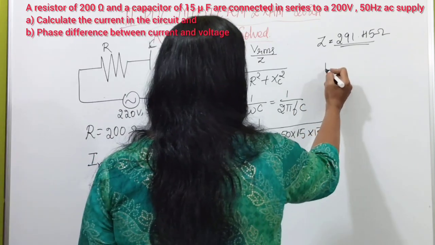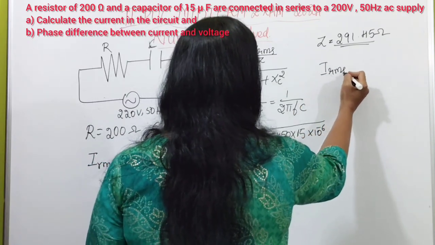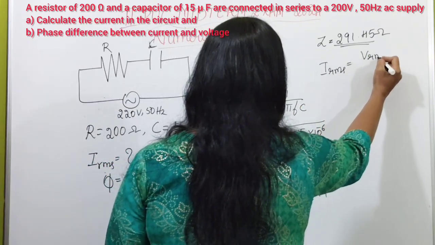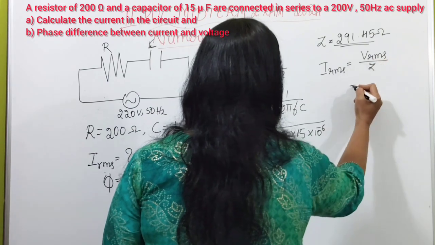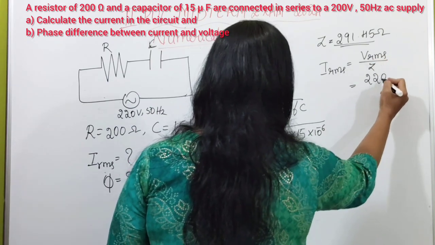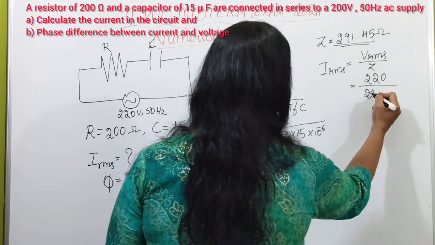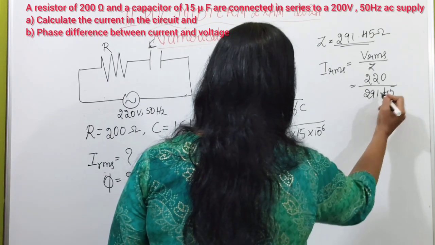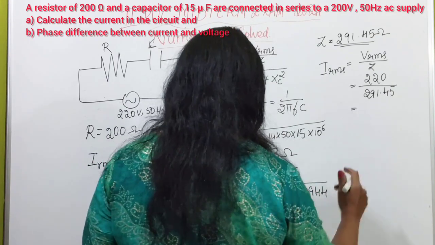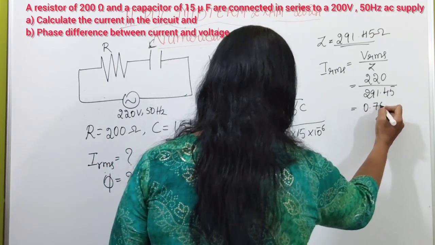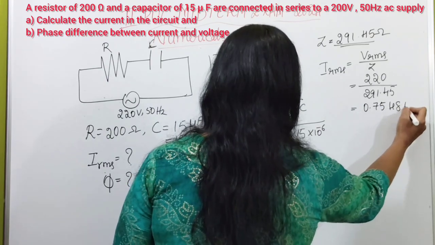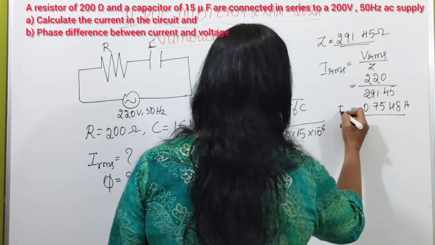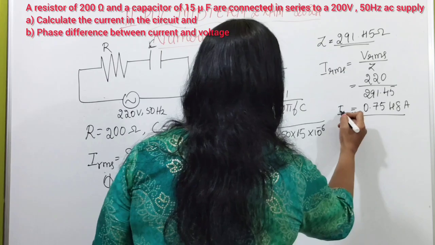Now, RMS current is Vrms divided by Z. Substituting Vrms as 220 volt, Z is 291.45, you will get 0.7548 ampere. This is the RMS current.